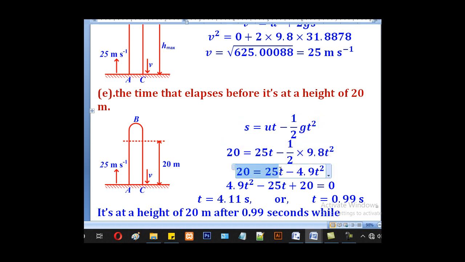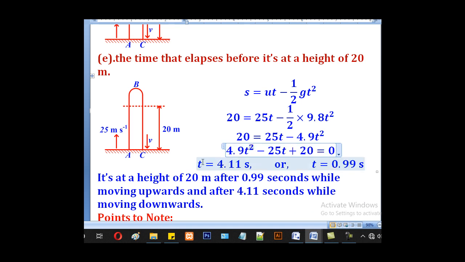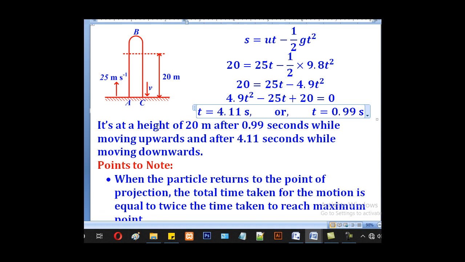So when you substitute, you shall get a quadratic equation in terms of t. Make the t squared positive, we shall get that. Then when you solve this quadratic equation, we shall get the first t being equal to 4.11 seconds, and the second t will be equal to 0.99 seconds. So what does that mean? It's at a height of 20 meters after 0.99 seconds while moving upwards, and after 4.11 seconds while moving downwards. So those are the two times they wanted.